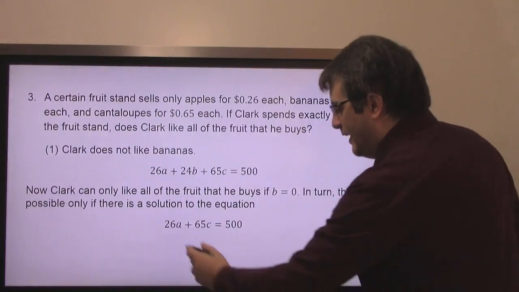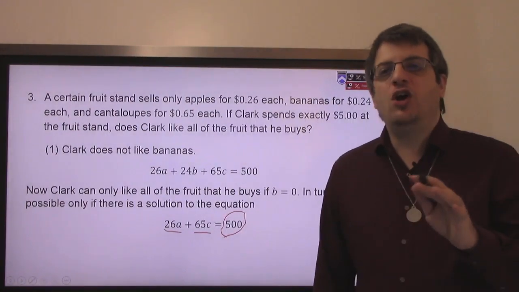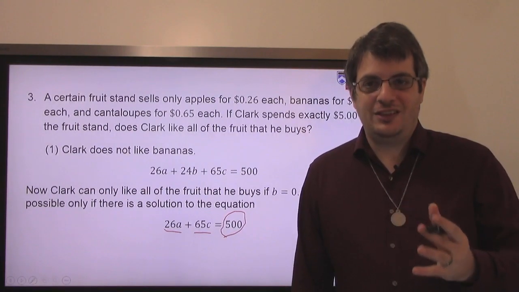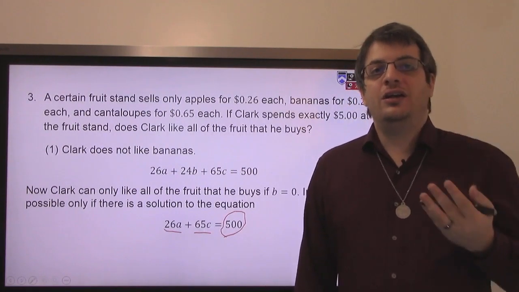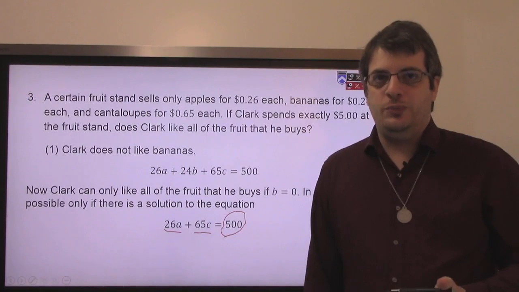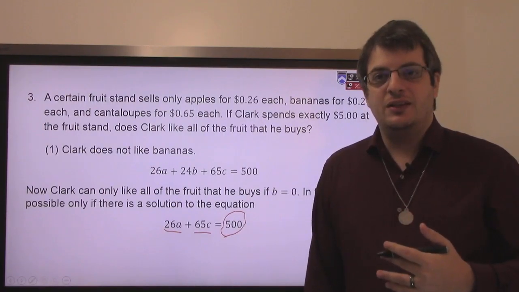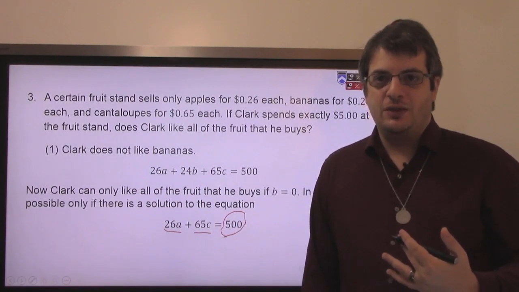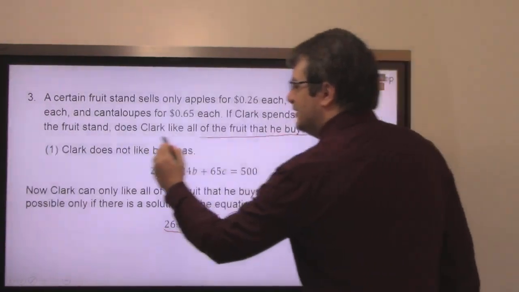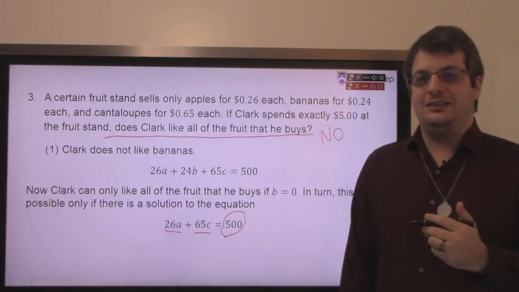Why? Exactly. Because that's a multiple of 13. That's a multiple of 13. That is not a multiple of 13. There's no solution to this equation because the left side is surely a multiple of 13 and the right side is not. Clark cannot buy his fruit with only apples and cantaloupes and spend $5. If he did in fact spend exactly $5, as the problem tells me, he must have bought some bananas, which he doesn't like. So, does Clark like all of the fruit that he buys? No. Clark does not like all the fruit that he buys. He had to buy bananas.